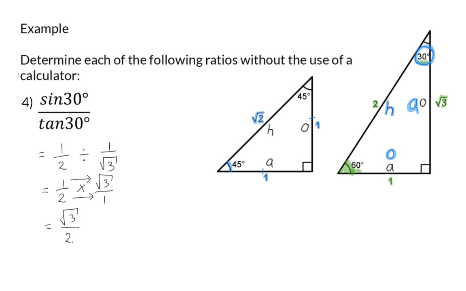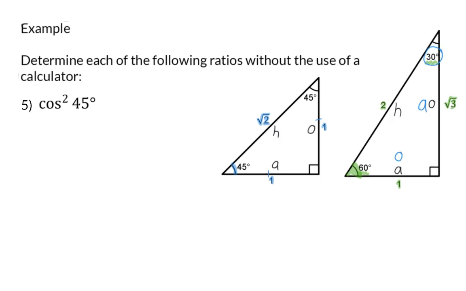In question 5, we are once again looking from the 45-degree angle, and now we need to square this ratio. So I'm going to start off writing the cos 45 ratio in a bracket so that I remember to square that. Cos is the adjacent side over the hypotenuse, and in this case that is 1 over square root 2. If I now go and square the numerator as well as the denominator, my final answer is a half.